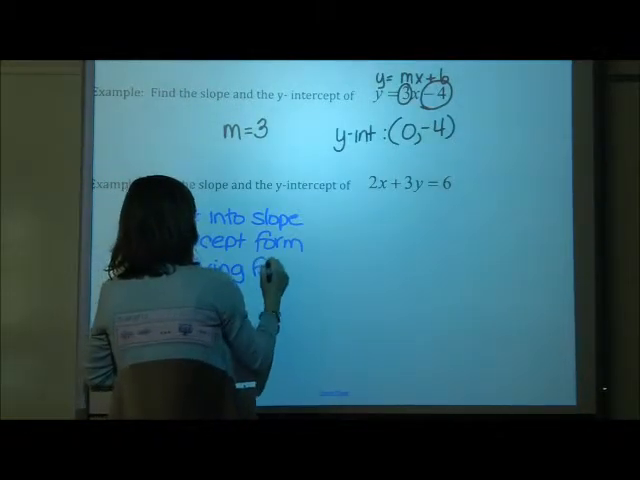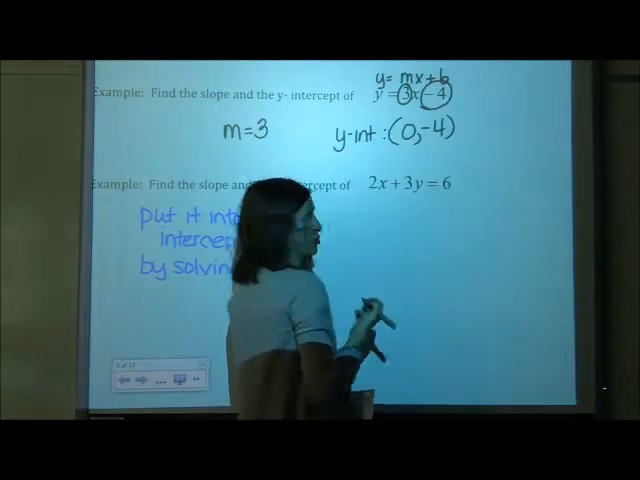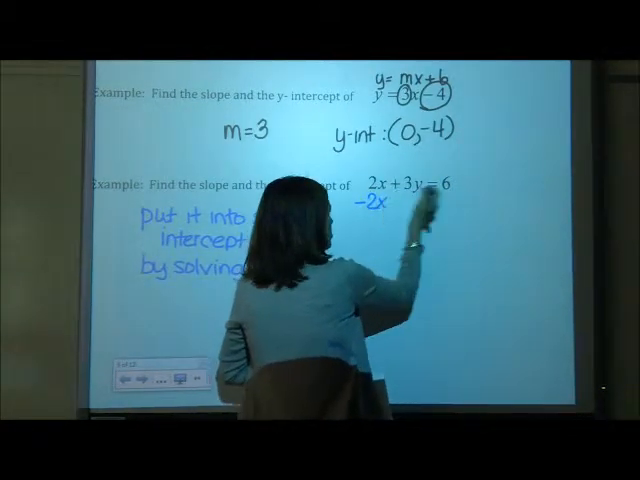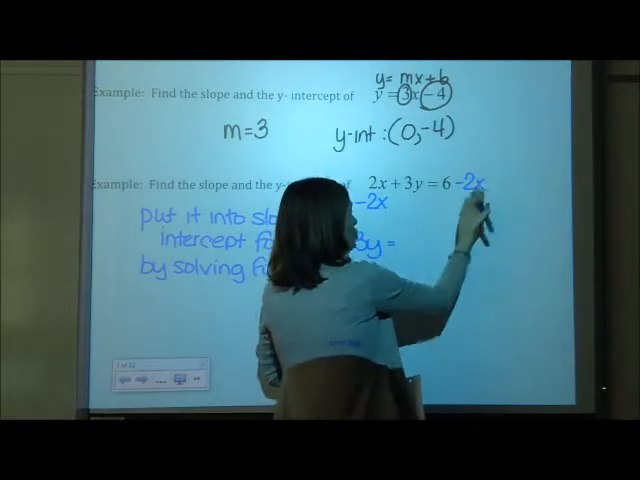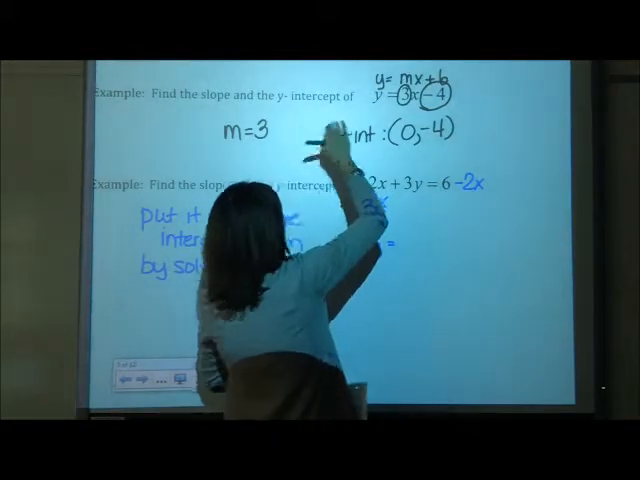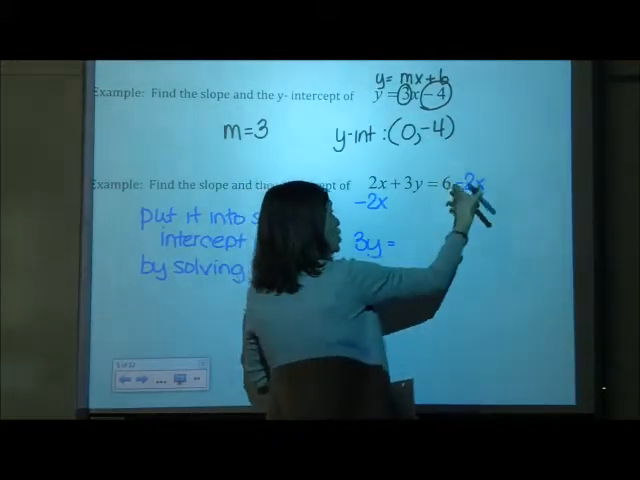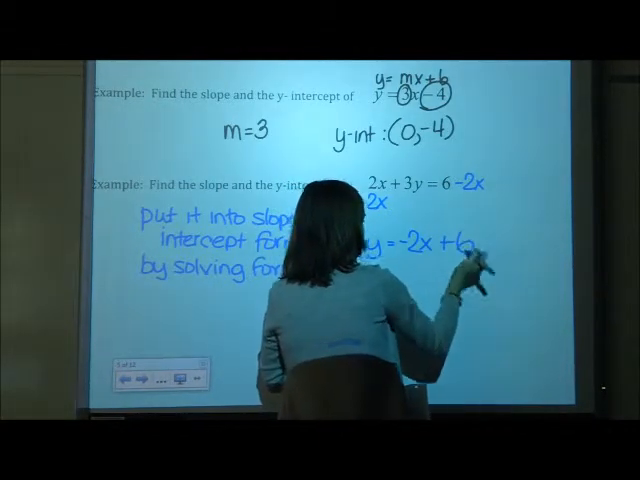By solving for y. All right, how do we do that? So we need to get the x to the other side. We're going to do that by subtraction. So minus 2x. So we have 3y equals, we always want the x to be in front and the constant to be second, so it's in the form y equals mx plus b. So I'm just going to rewrite that as negative 2x plus 6.